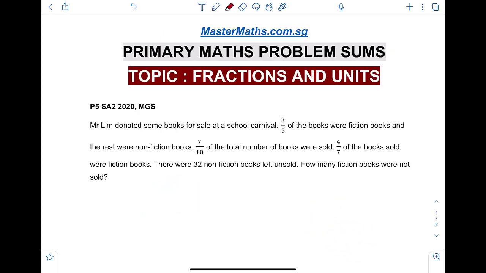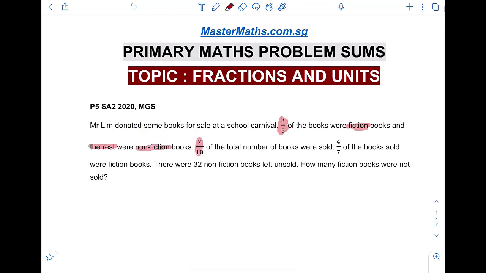Mr. Lim donated some books for sale at the school carnival. 3/5 of the books were fiction books and the rest were non-fiction books, which means that 3 parts go to fiction. Alright, the rest will be 5 minus 3, that is 2 parts. 2 parts will go to non-fiction.